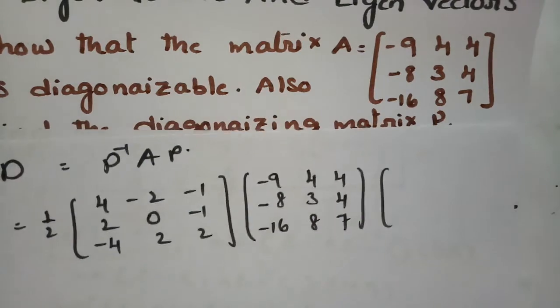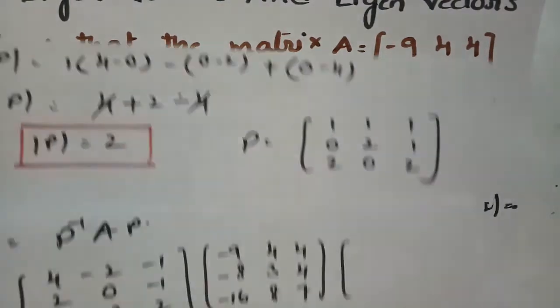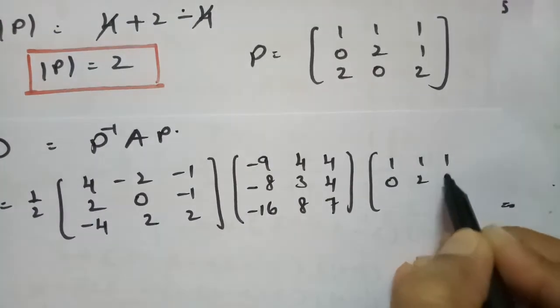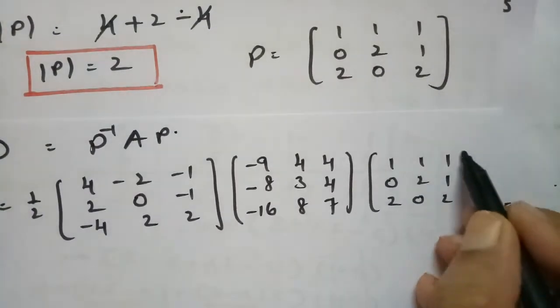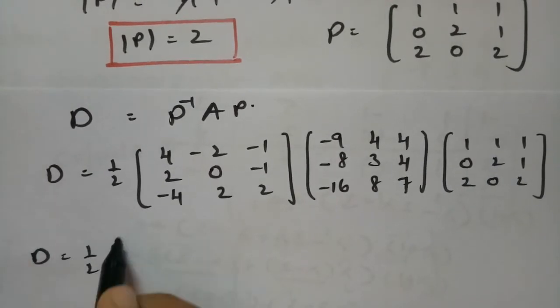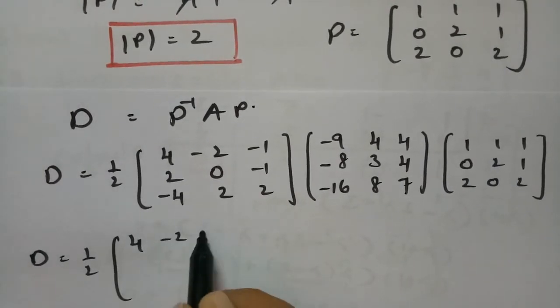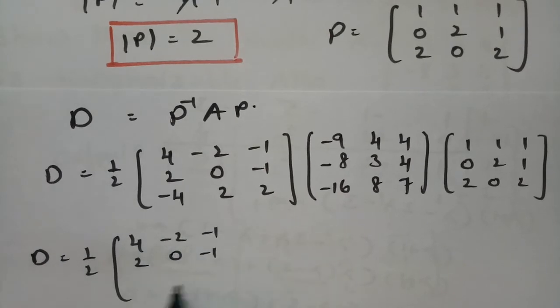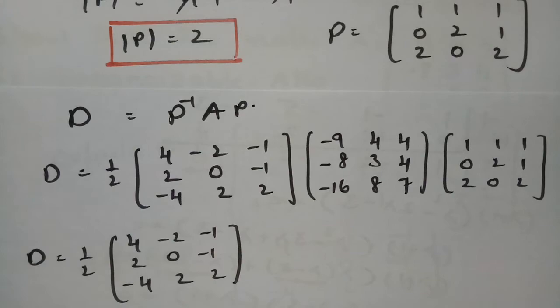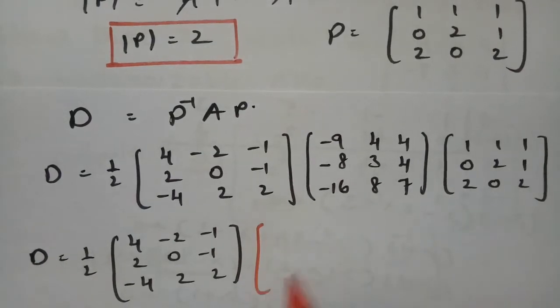So what is our P value? P is nothing but the modal matrix, that is 1 1 1, 0 2 1, and 2 0 2. So now I am going to multiply, so see what happens here. This will be 4 minus 2 minus 1, 2 0 minus 1, minus 4 2 2. If I multiply this one, see what happens here.